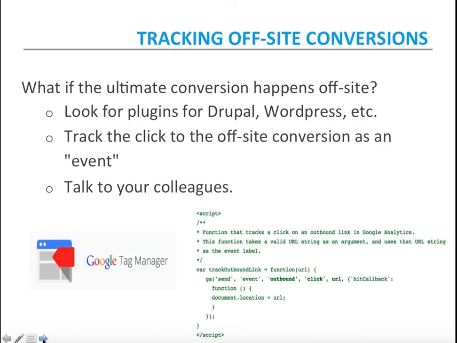The other thing I wanted to throw up here is if your ultimate conversion happens off-site, but it's not a third party, maybe it's owned and maintained by a different department within your university or within your college, then talk to your colleagues. Bring them to lunch and talk about the importance of digital analytics and what you can get out of it. And hey, it would be great if we could talk about how we could track that. Maybe you create a roll-up account in Google Analytics, or you have some other things you can do. But if the ultimate goal happens off your site, but within your university, talk to people. See if that's even realistic for you to be able to track that.